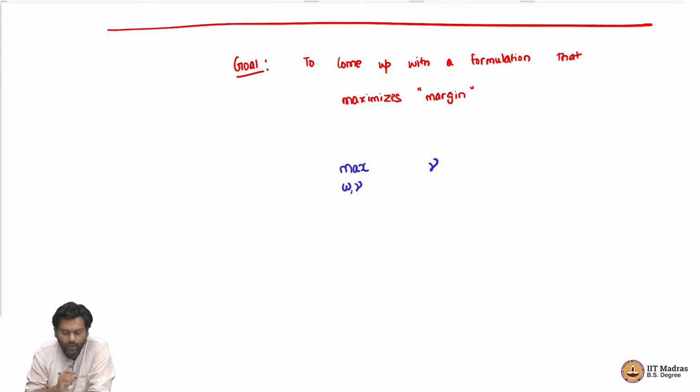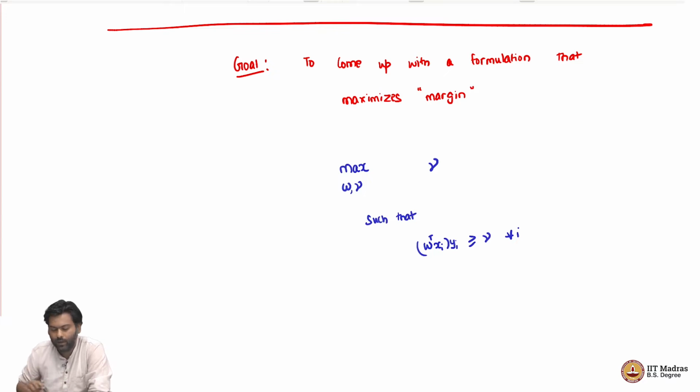So, the parameters of our algorithm are W and gamma, and we want to find a W and gamma such that gamma is as large as possible, but we cannot allow all possible W's. We will only allow W's which linearly separate the data set with gamma margin, which means such that W transpose xi into yi is greater than or equal to gamma for all i.